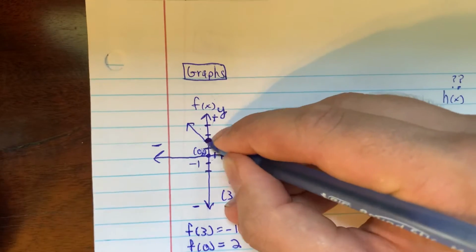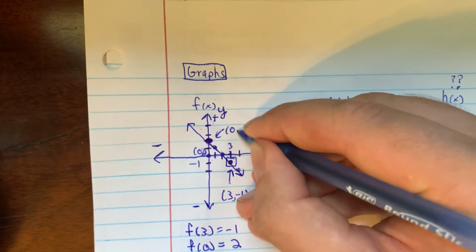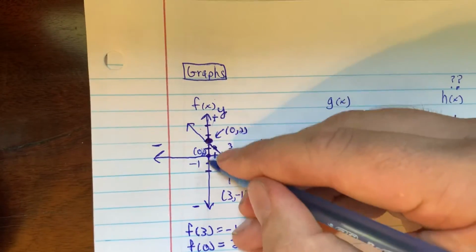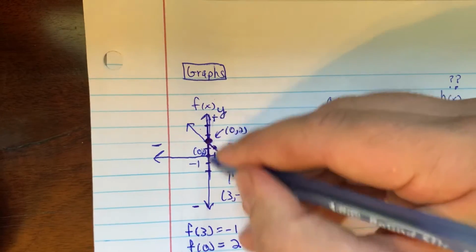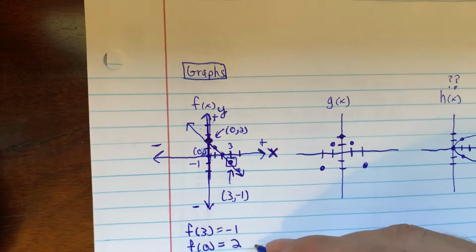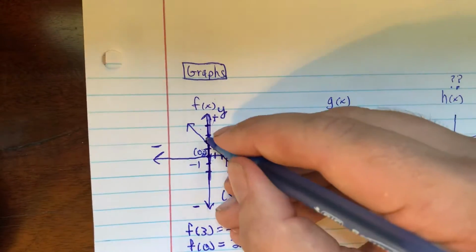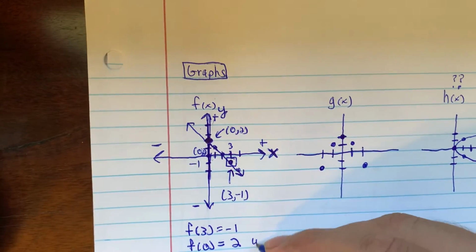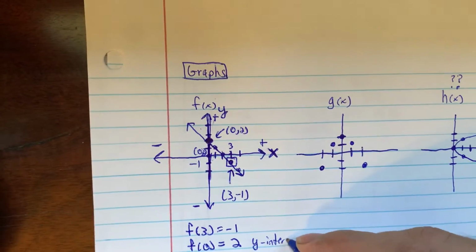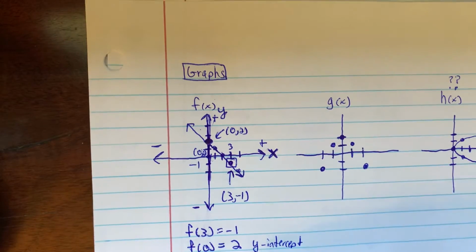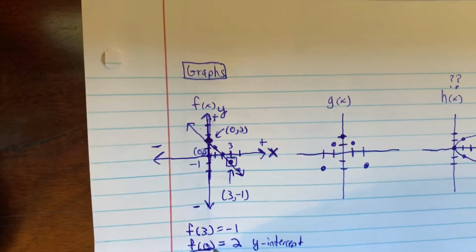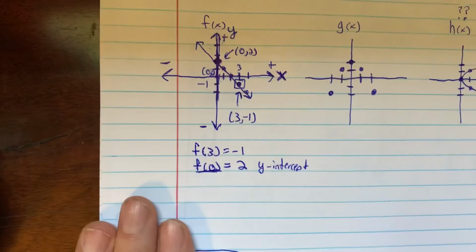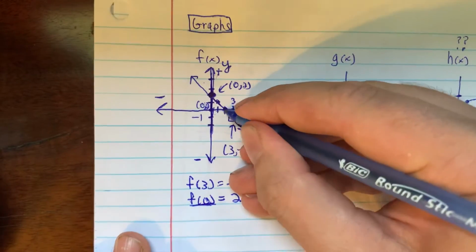And you might notice that this point, (0, 2), crosses the y-axis. This is the y-axis of a graph. And so it has a special name. The point where a function crosses the y-axis is called the y-intercept. f of 0 will always give you the y-intercept. Okay? We want to look at one more special point.